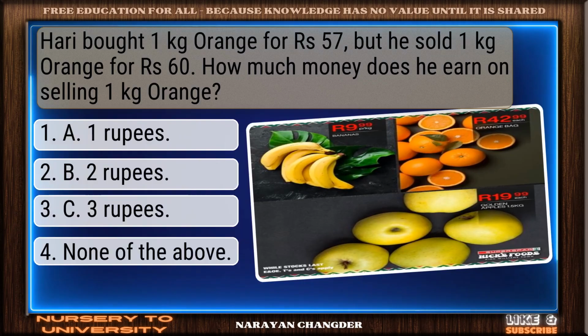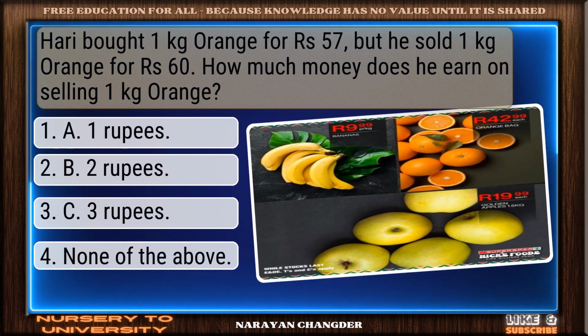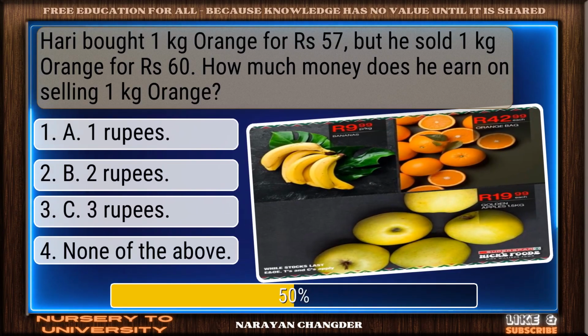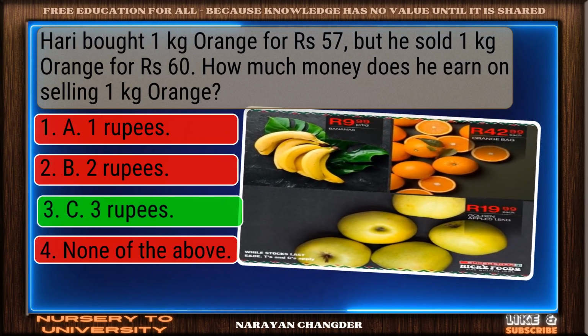Hari bought 1 kg orange for Rs 57, but he sold 1 kg orange for Rs 60. How much money does he earn on selling 1 kg orange? Correct. 3 rupees is the right answer.